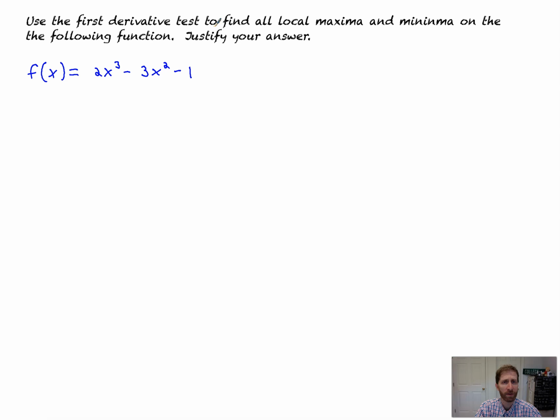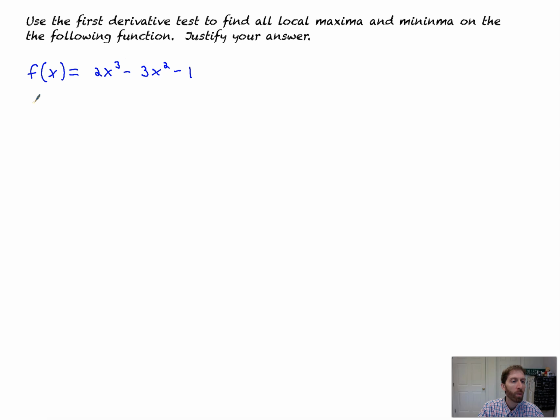Use the first derivative test to find all local maxima and minima on the following function. Justify your answer. So justifying your answer means I'm going to be a little more formal than just using a sign chart. I'm going to do this as if you're taking the AB or BC exam. Some of your professors and teachers will allow you to just use the sign chart, so you can skip over the part where I write out the wording. I'll do that last. Okay, two problems.